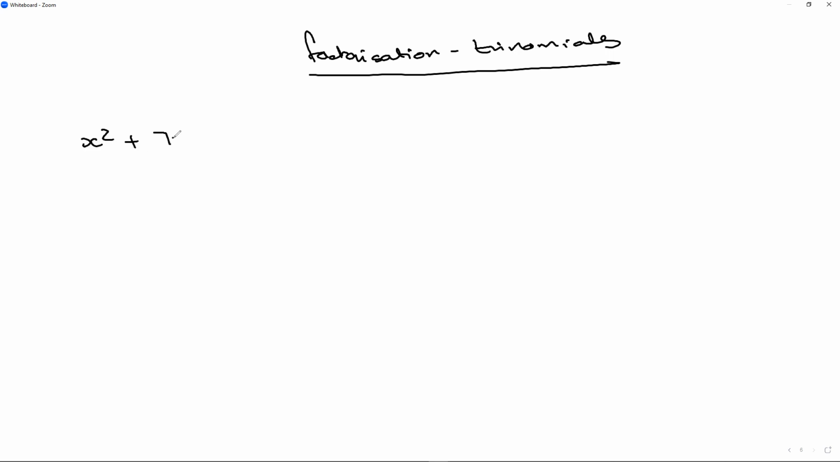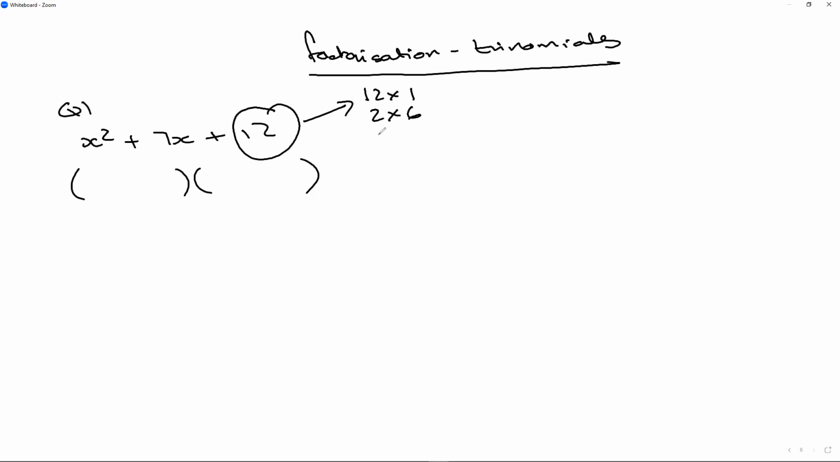So we're looking at factorization, trinomials, and the first question I got here is, suppose I've got x squared plus 7x plus 12. And I want to factorize this, so I'm going to put it into two brackets, firstly, and I'm going to look at the last term, 12, and find all the factors of 12. So 12 times 1, 2 times 6, and 3 times 4.